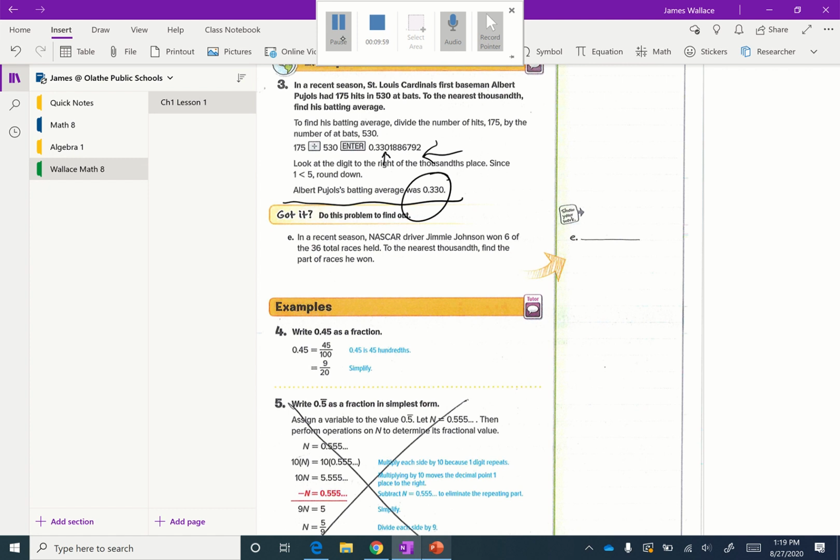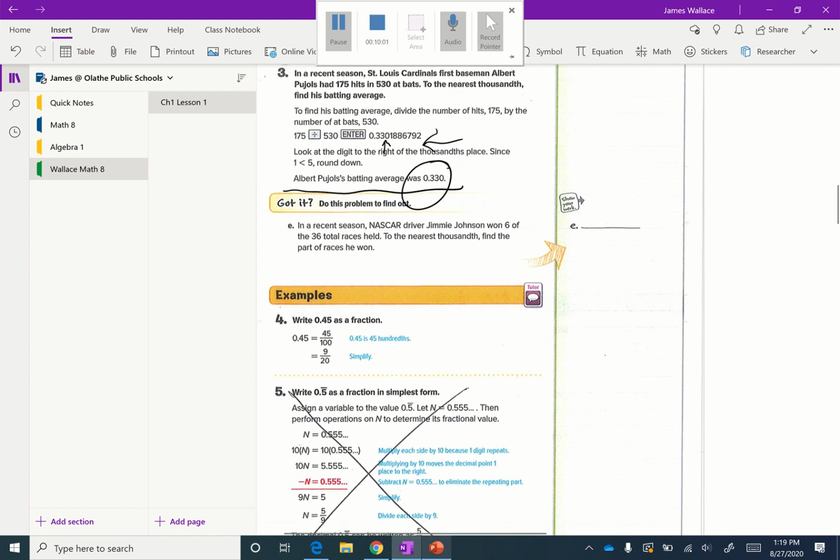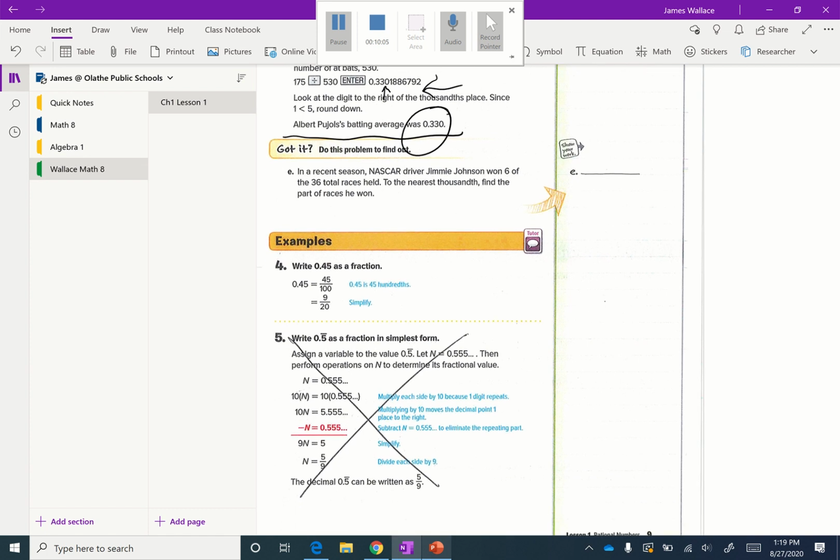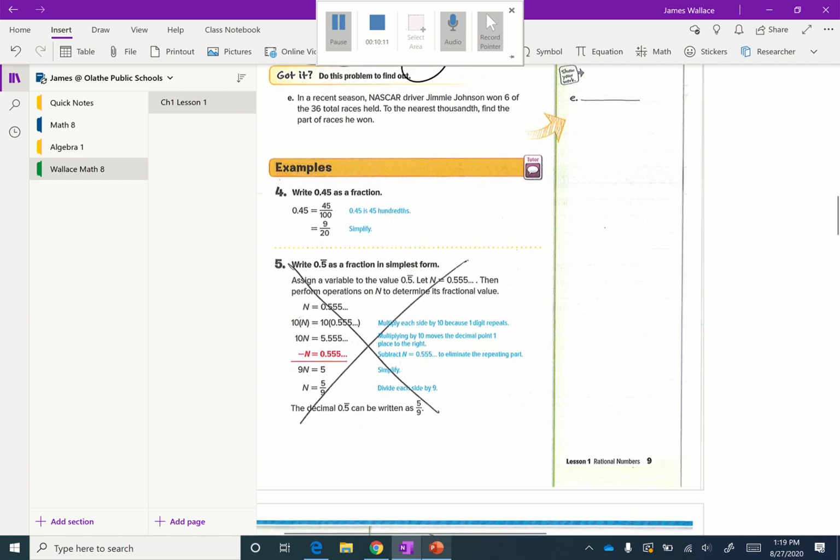Now at this point, I want you to go ahead and stop, and try this problem, problem E. It's a NASCAR problem. So if you're a NASCAR fan, lucky you. Go ahead and try that and get that answer for E, and we'll talk about that when we come together as a class again.